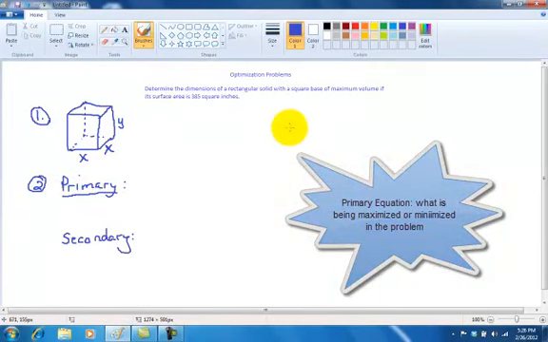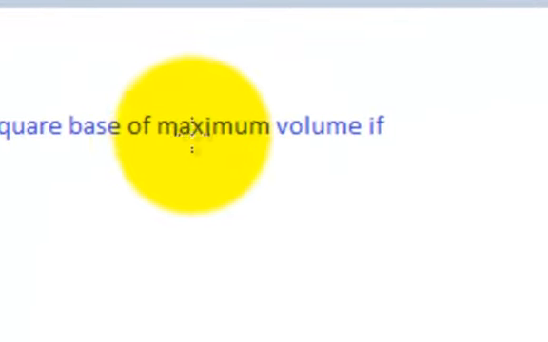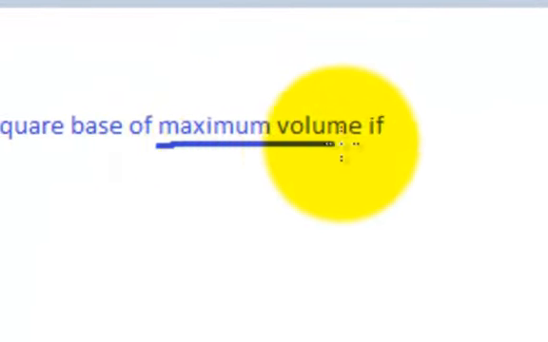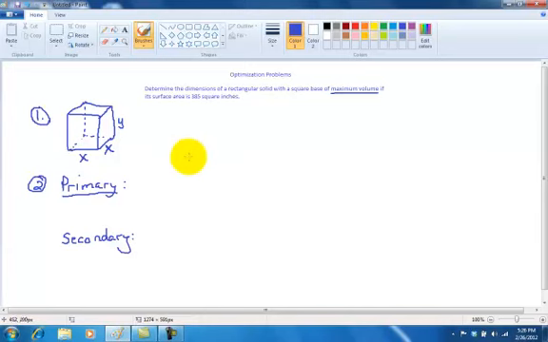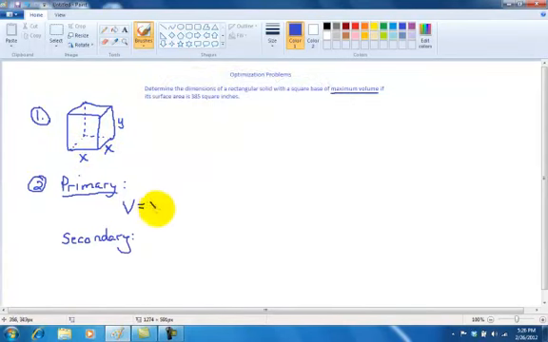So when you read the problem, it says, determine the dimensions of a rectangular solid with a square base of maximum volume. Let me underline that. That means we need to maximize our volume. So that immediately is our primary equation. Our volume of a rectangular solid is length times width times height. Now in step 1 you labeled what length and width and height are. So now when we multiply them out, length times width times height, bam, there's your volume.